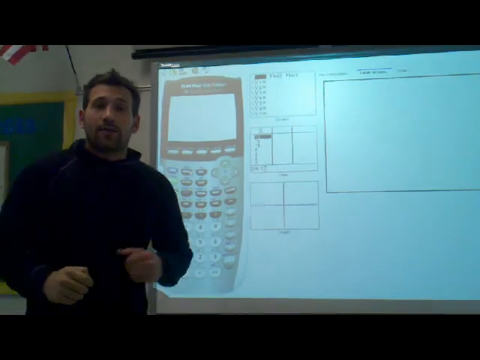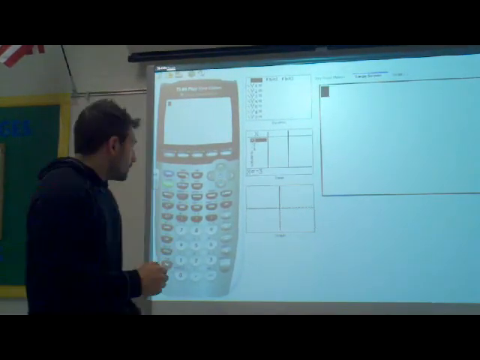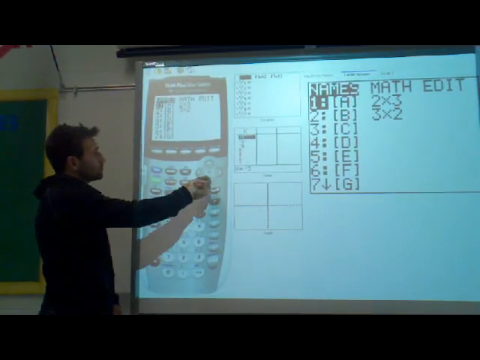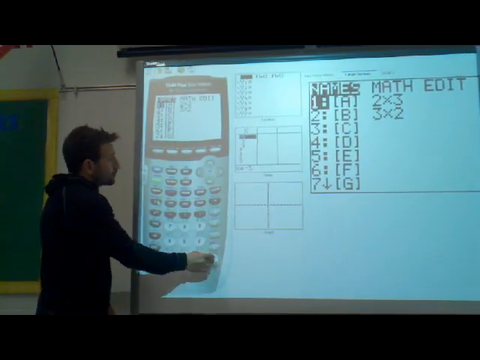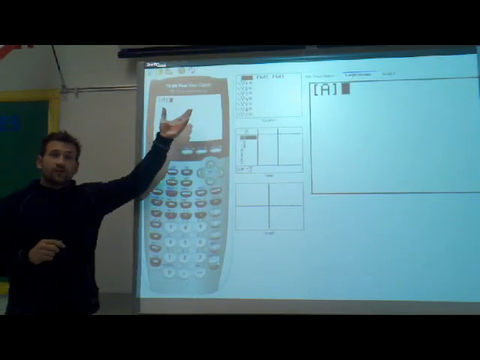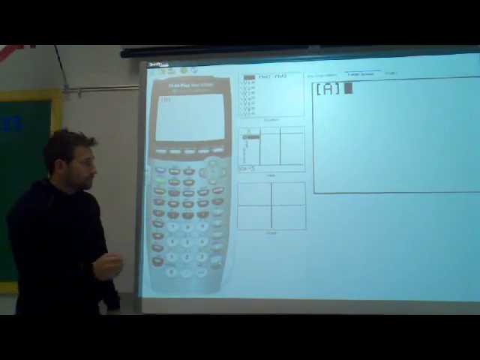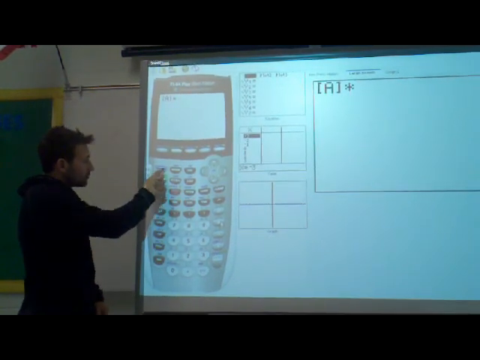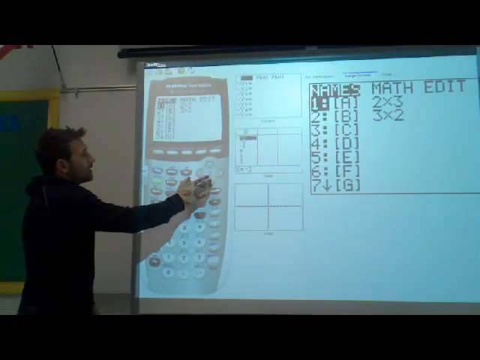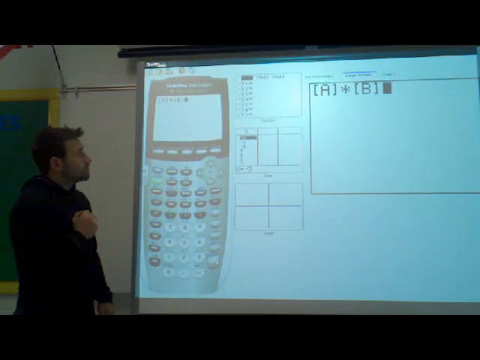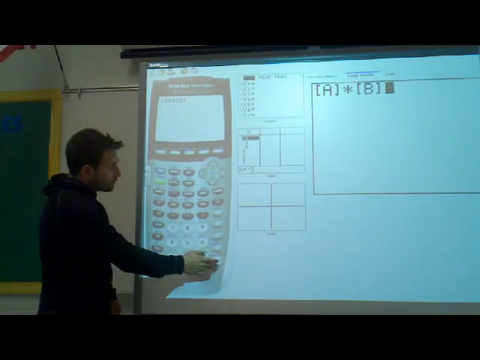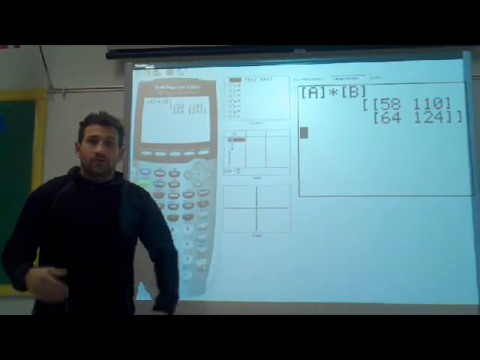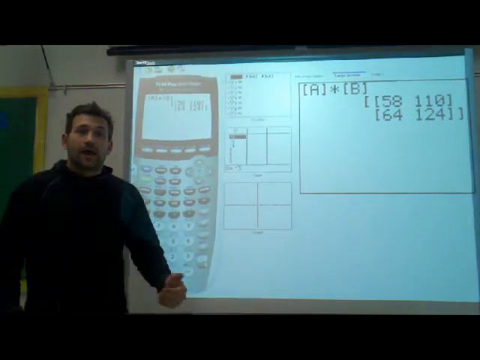Now we can multiply matrix A times matrix B. So go to the matrix button, or matrix screen, press enter on A. This brings the A matrix onto our home screen. Press the multiplication sign, go back to your matrix home screen, press enter on matrix B, and press enter. And we have our 2 by 2 matrix, the matrix we said we were going to have before.